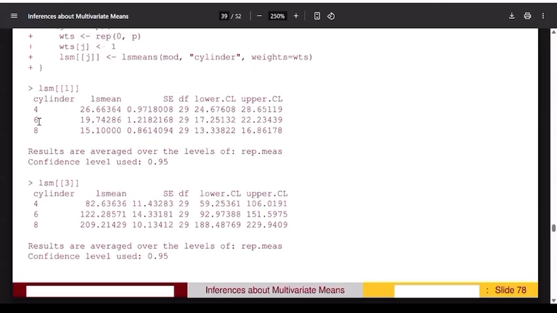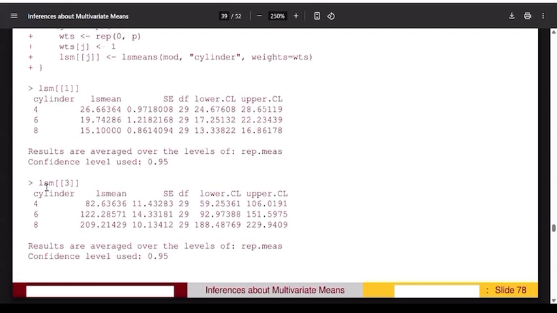What is the categorical factor? Cylinder. We're looking at the effect of four-cylinder engine, six-cylinder engine, eight-cylinder engine on the response variable. But right now, we're focusing on weight, WTS. So here, we are giving the means, these are the adjusted means. This is the corresponding standard error, and of course, these are the confidence intervals. I want you to take note of that.